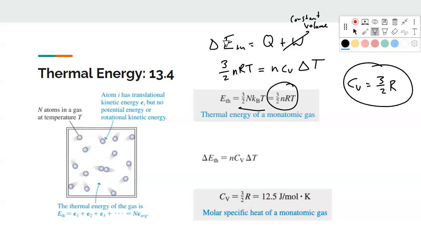So this is where you can see how that happens. And then for a diatomic gas, it's a very similar process, but the kinetic energy equation has a couple of extra bits to it because the gas can rotate. And so instead of 3/2, you get 5/2 because you have 2 extra types of motion, basically, that each contribute towards the kinetic energy.